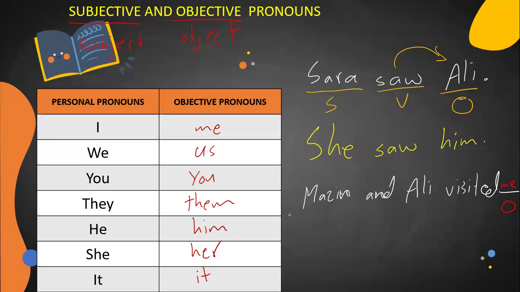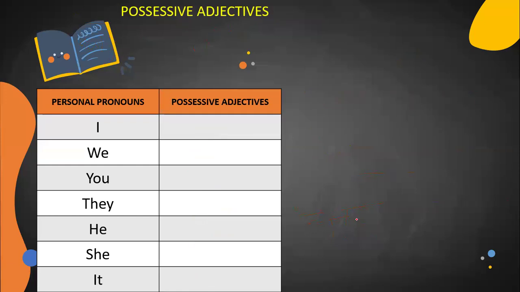We may replace Mazen and Ali by the pronoun they. Why? Because Mazen and Ali, okay, this is the subject of the sentence. They visited me. Okay? So this is all about the subjective and the objective pronouns. Now let's move to the possessive adjectives.